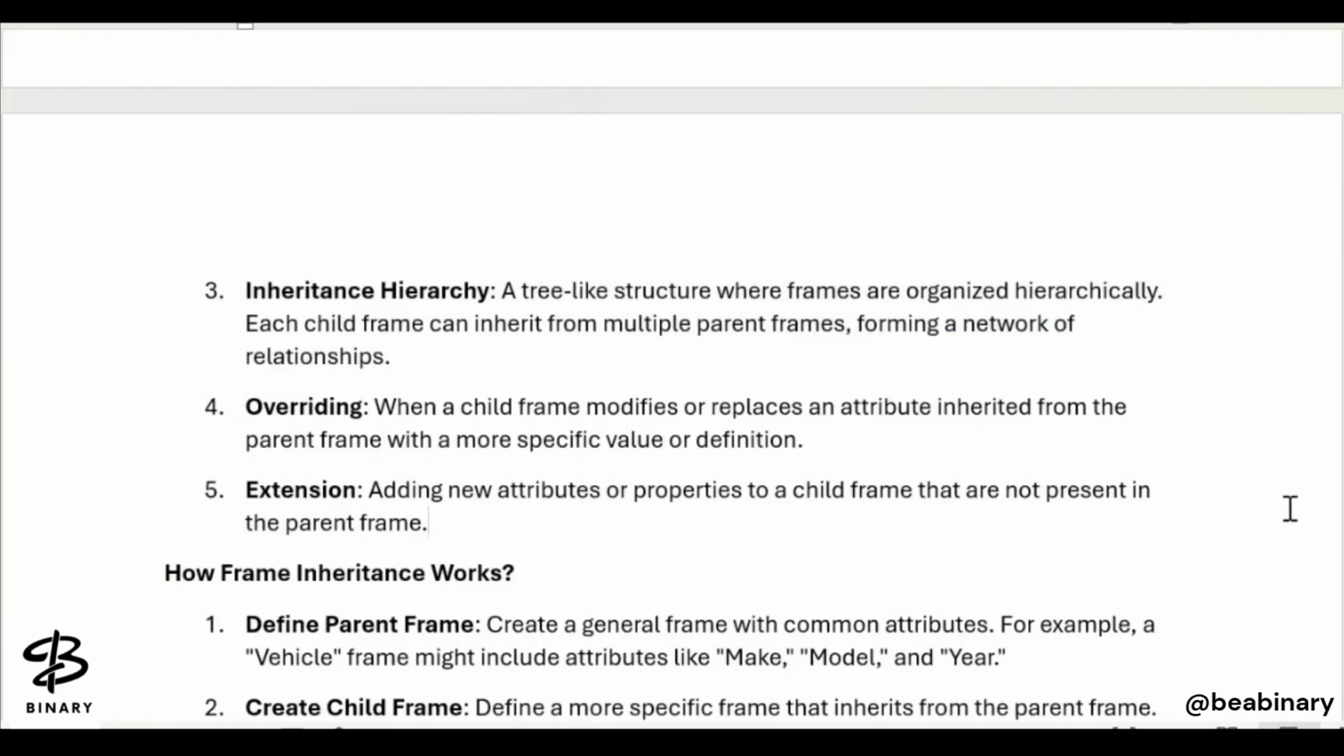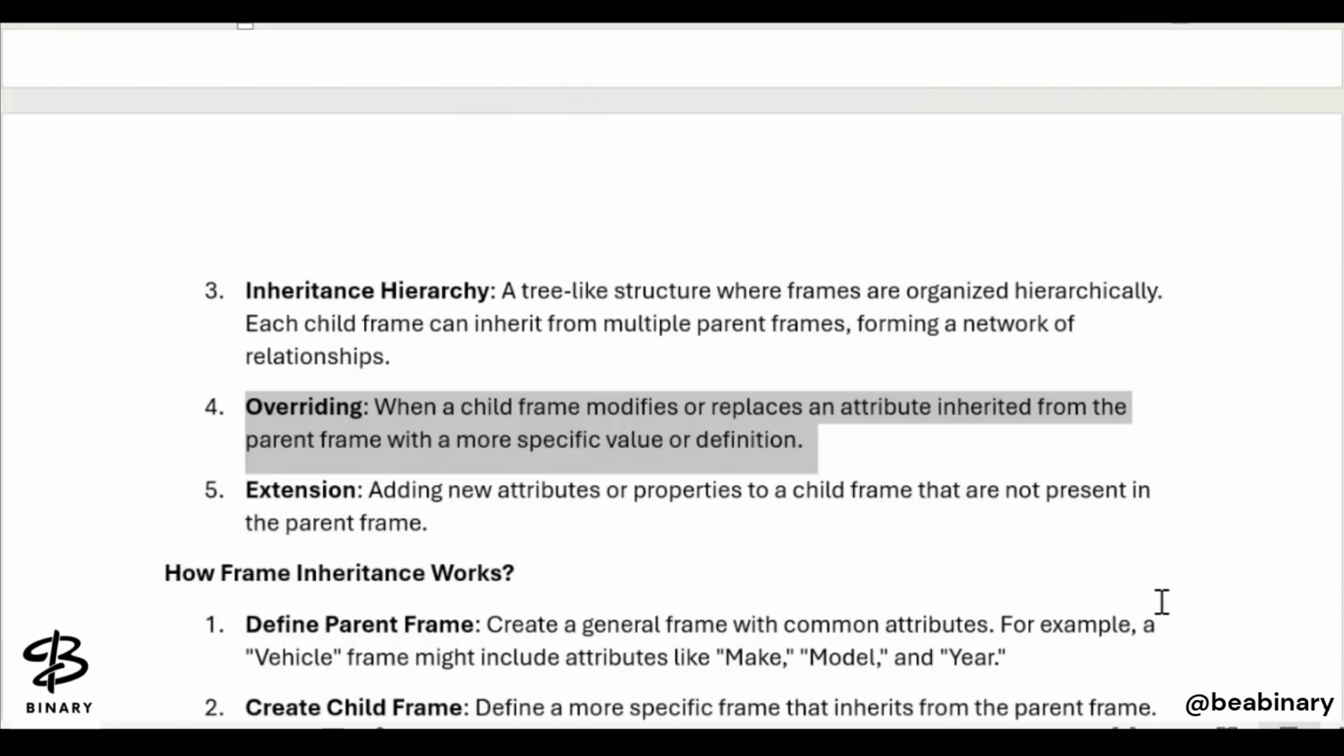Simply, then we are talking about overriding also. So what do you understand by overriding? When we talk about object-oriented techniques, we talk about overriding and overloading. So what is overriding here? It is when a child frame modifies or replaces an attribute inherited from a parent frame with a more specific value or definition, based on current data, right?